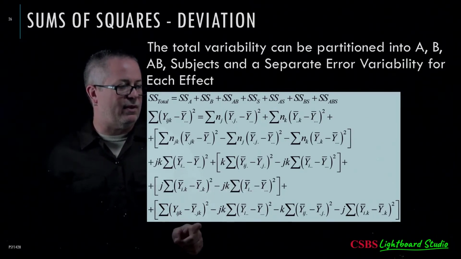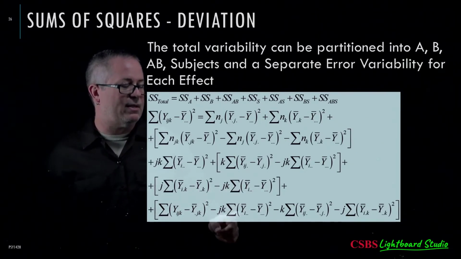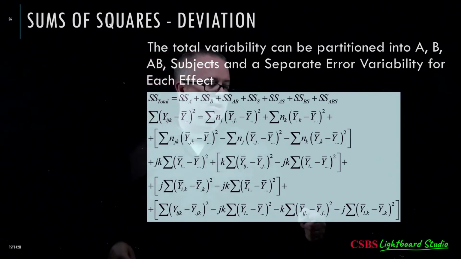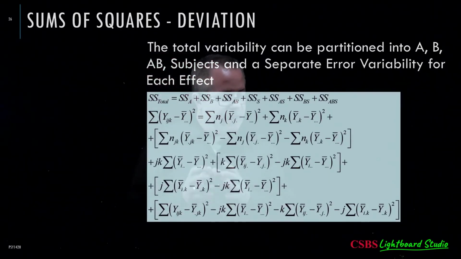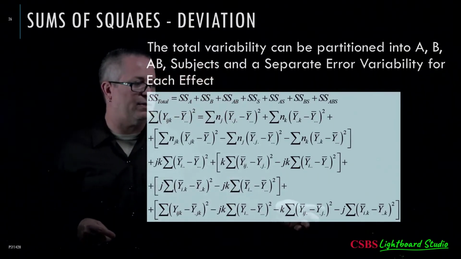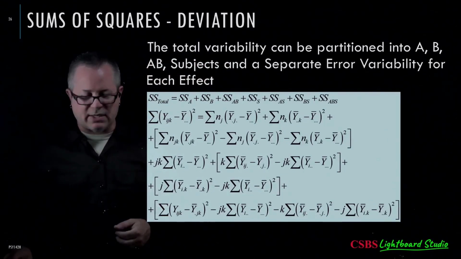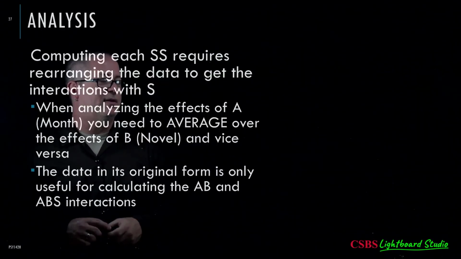Here is every individual minus the subject minus those two things we just saw, the A by S and the B by S, subtracting all that out to get the A by B by S interaction by S term down here. It just becomes sort of insane. Okay, a lot of things going on.